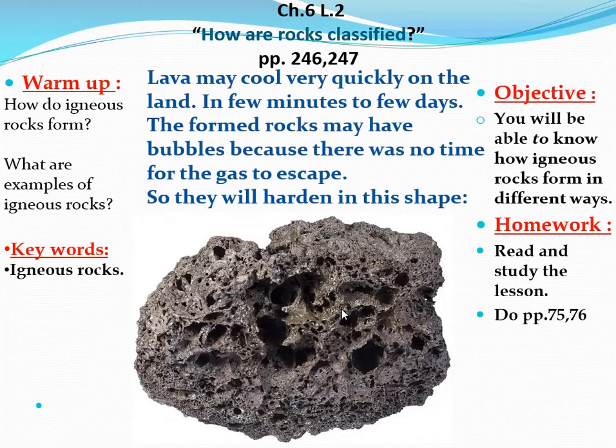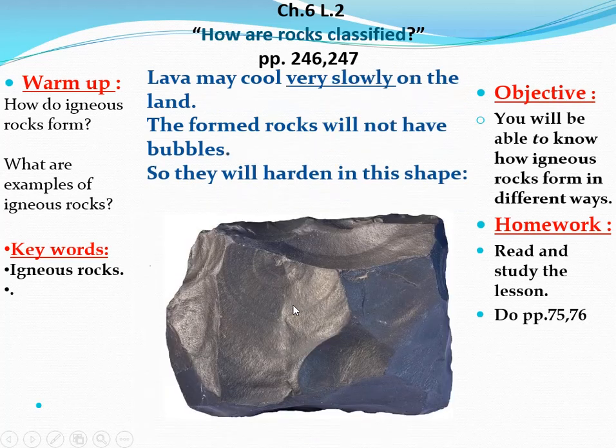The one that cools down very fast will have gas bubbles inside it. But here, the formed igneous rocks have no gas bubbles because the gas got time to escape out of the lava. Got it, girls?